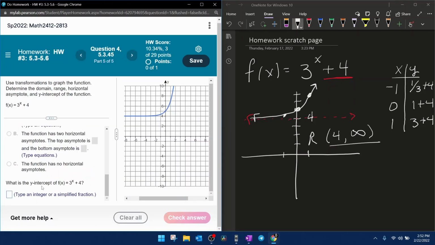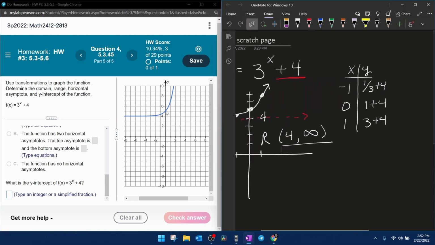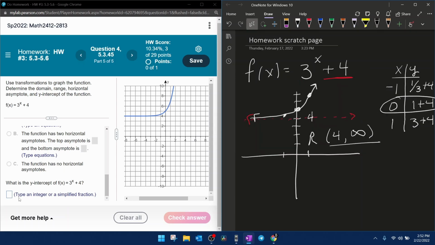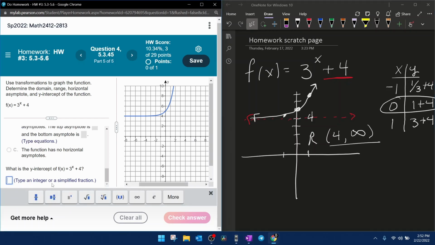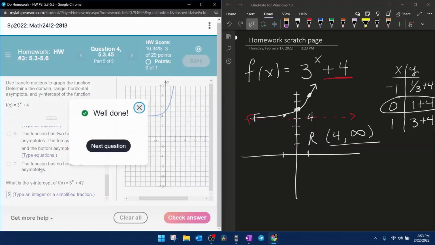And what is the y-intercept? Well, that's probably the easiest question of all. We can see by looking at our graph that the y-intercept is 5. We can also see that from our scratch work over here. When I plug in a 0, I get a 5. And notice it says type an integer or simplified fraction. It does not say that we have to input the intercept as an ordered pair. So just the coordinate, and that's going to do it for this problem.